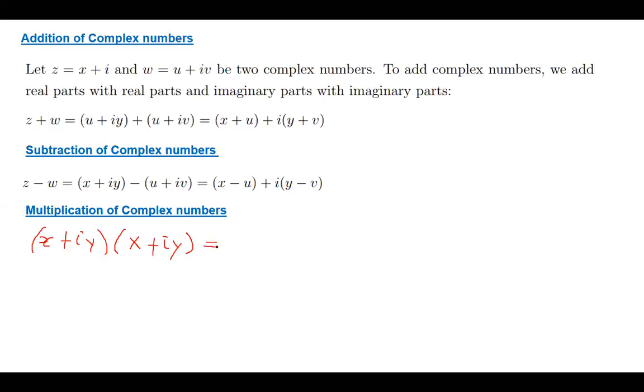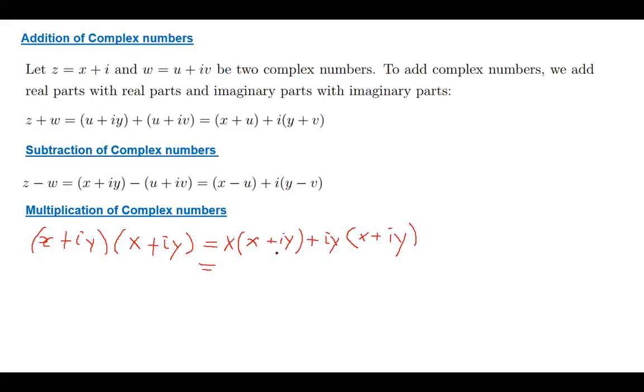Here, what you need to do is multiply them the way you multiply every other function, where X is multiplying with everything this side and Y is multiplying with everything that side. So you have your X plus iY this side, and then plus iY this side, and then you have your X plus iY. The normal way you multiply other complex numbers.